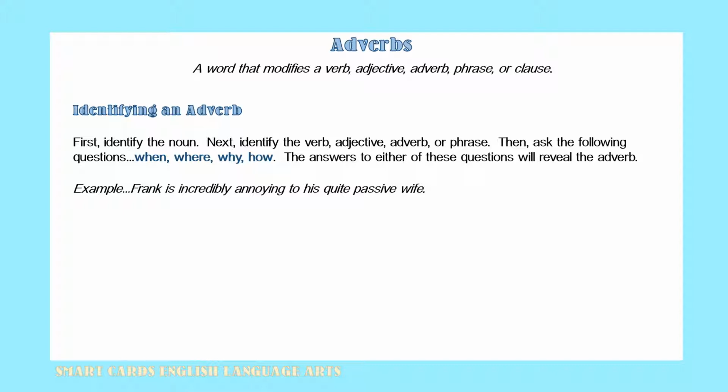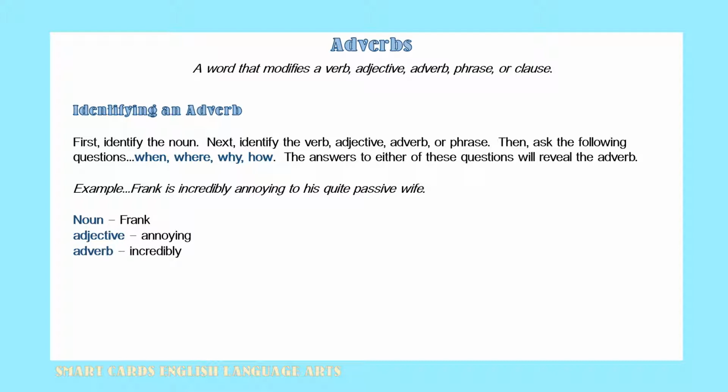There are two nouns in this sentence. Let's start with the first noun, Frank. Which Frank are we talking about? The annoying one. Annoying describes Frank, so that means annoying is an adjective. How annoying is Frank? Incredibly annoying. Incredibly describes annoying, so that means incredibly is an adverb.